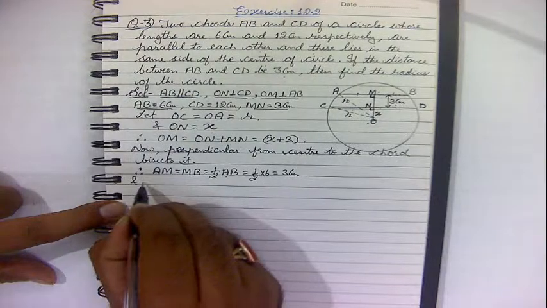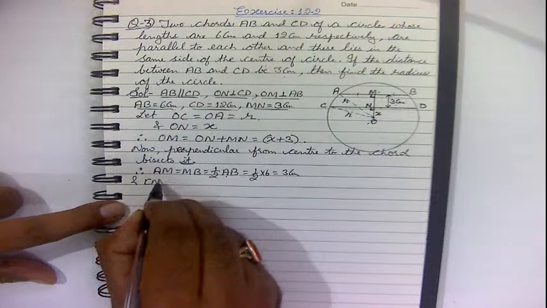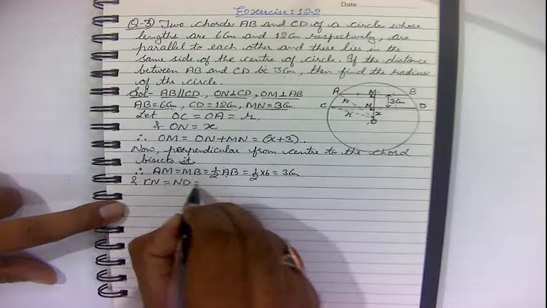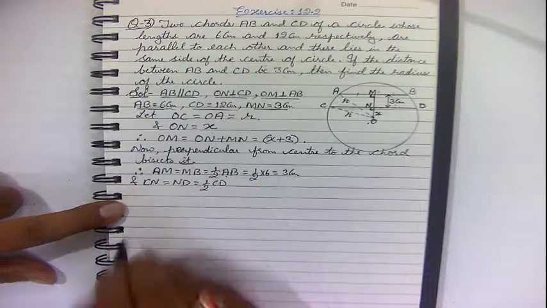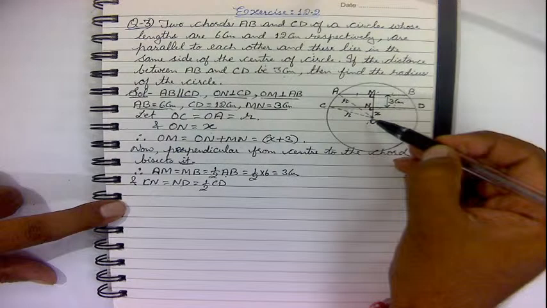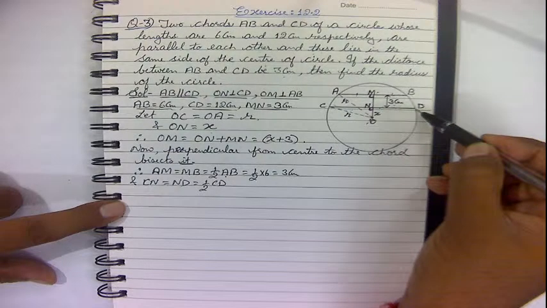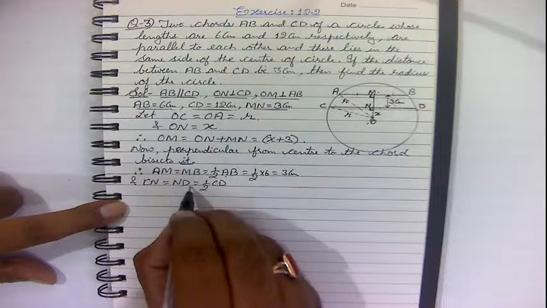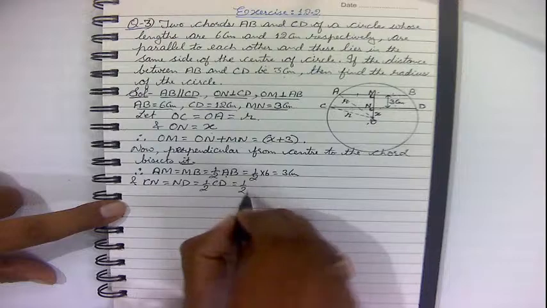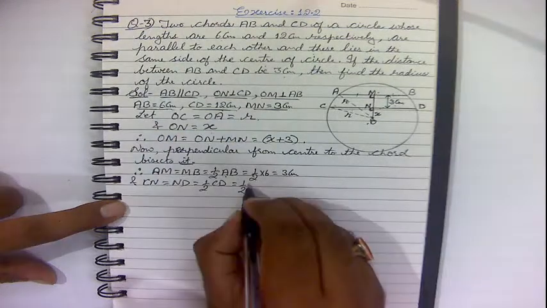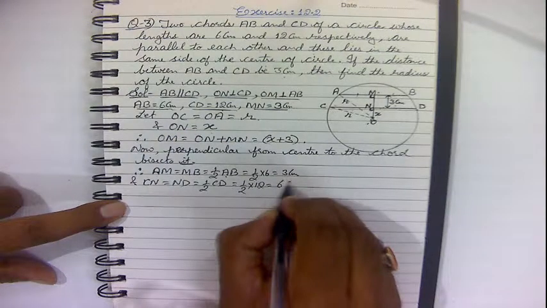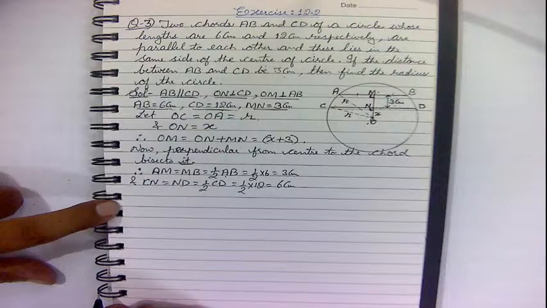And similarly, CN is equal to ND and both are half of CD. अब यहाँ पे ON जो है वो CD के ऊपर perpendicular है तो CN और ND ये दोनों भी क्या हो जाएंगे? Equal. And what is the length of CD? 12 cm. So each part becomes 6 cm.